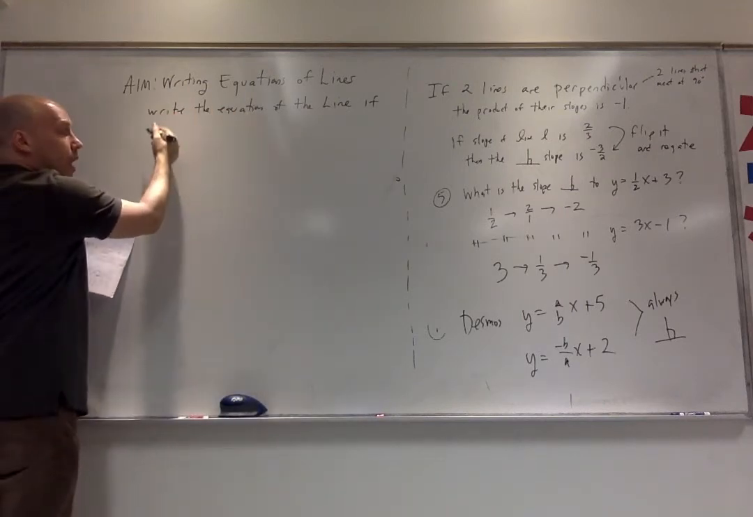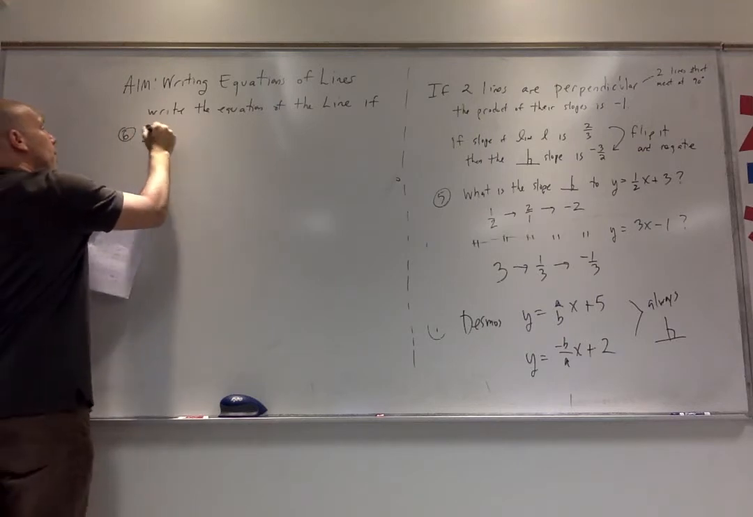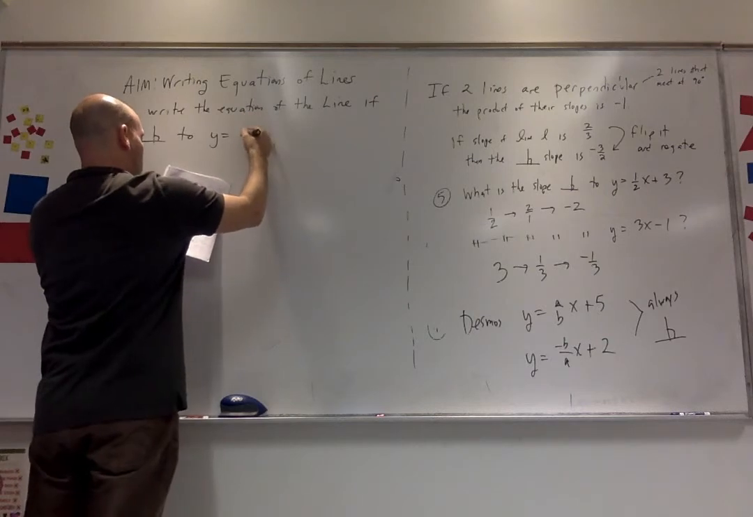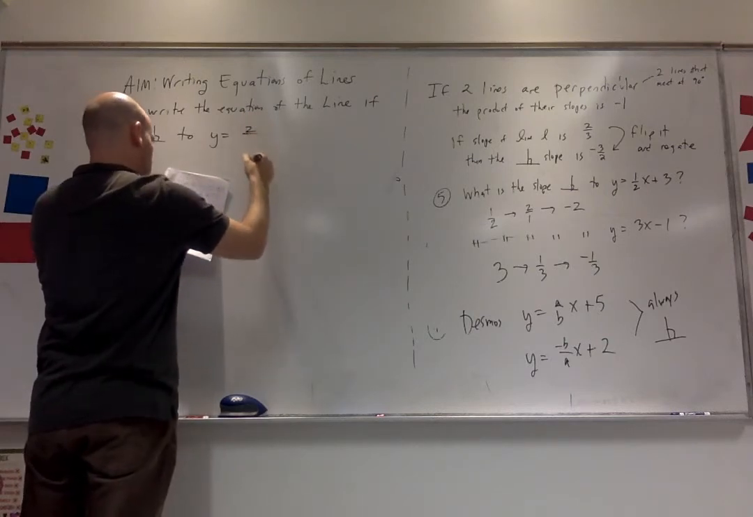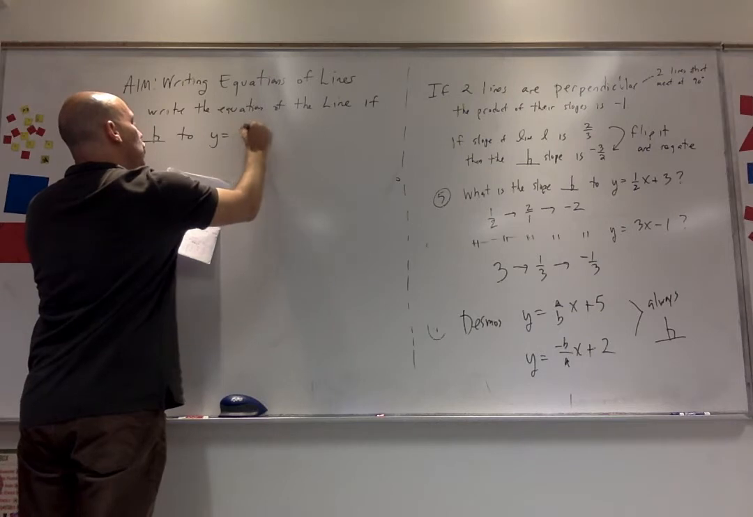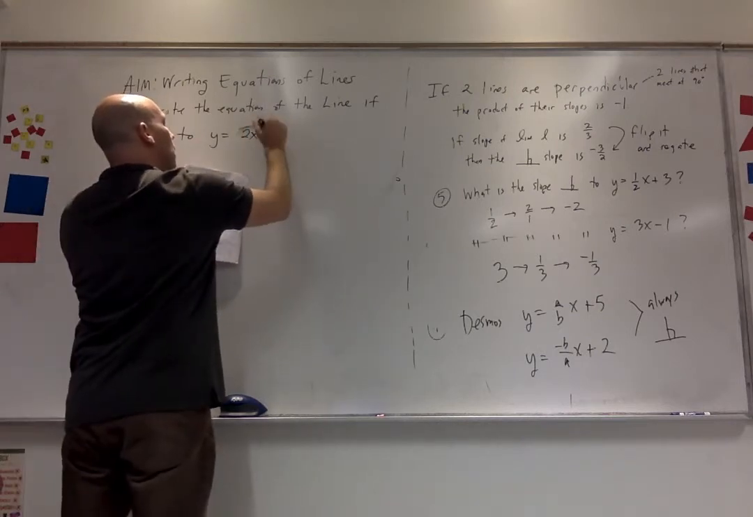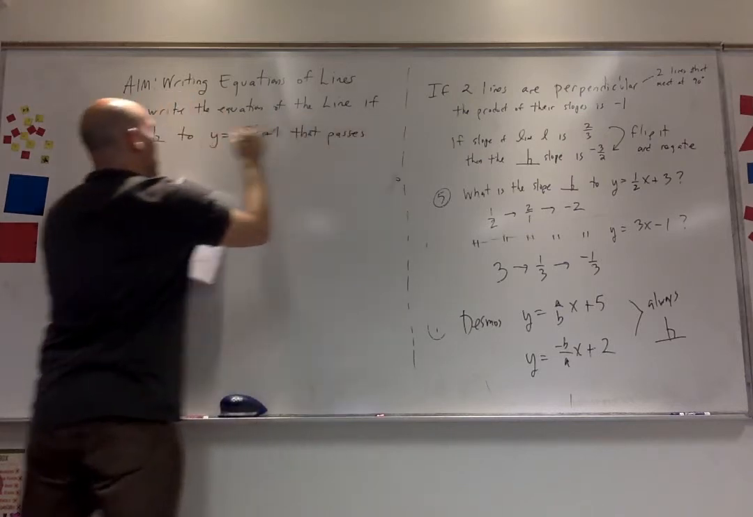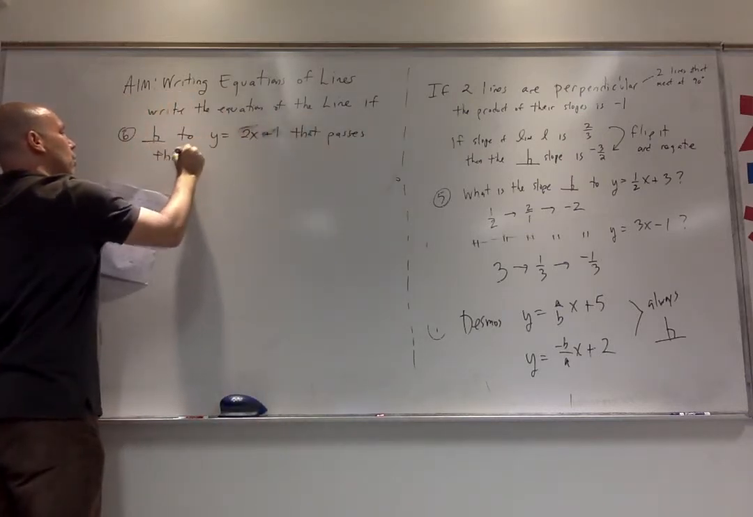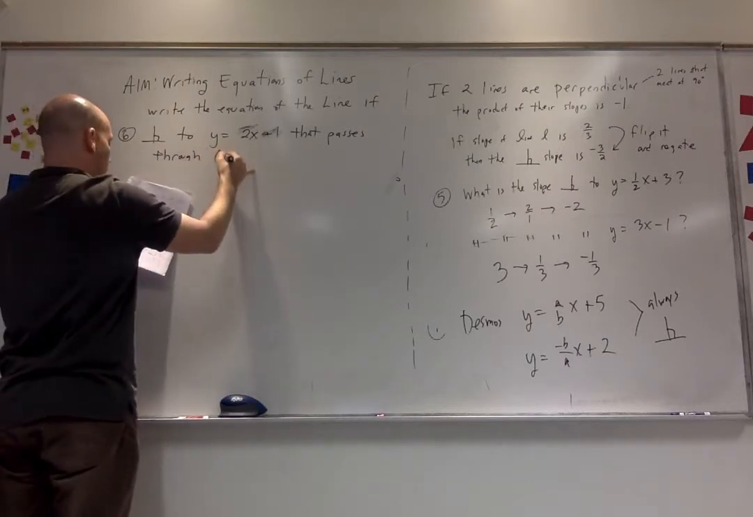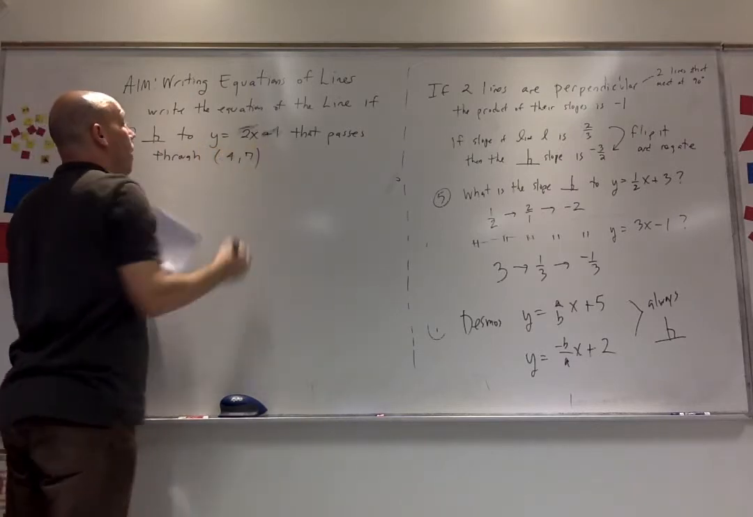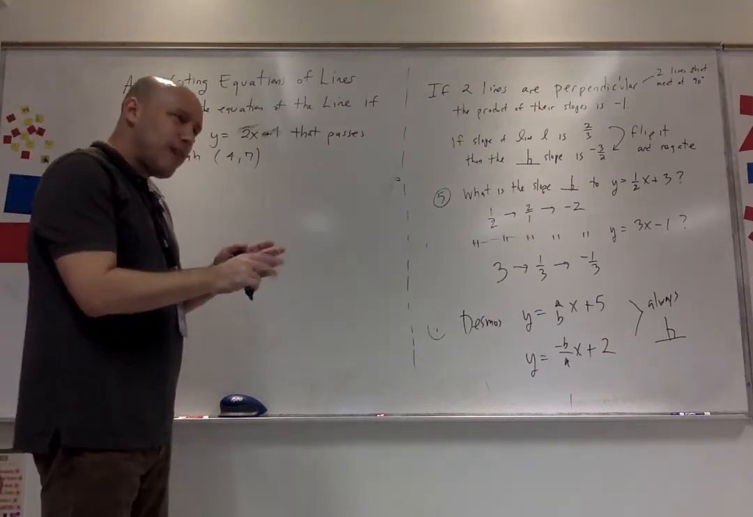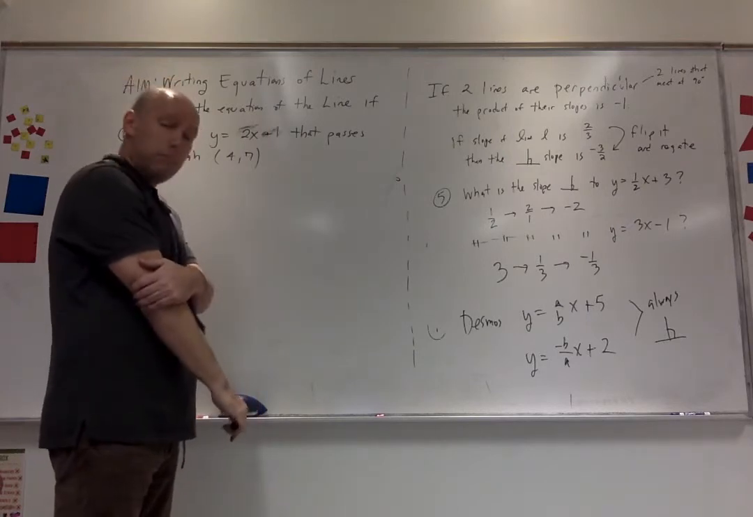Write the equation of the line perpendicular to y equals 2x + 1 that passes through (4, 7). Okay, so take some seconds to think about this.